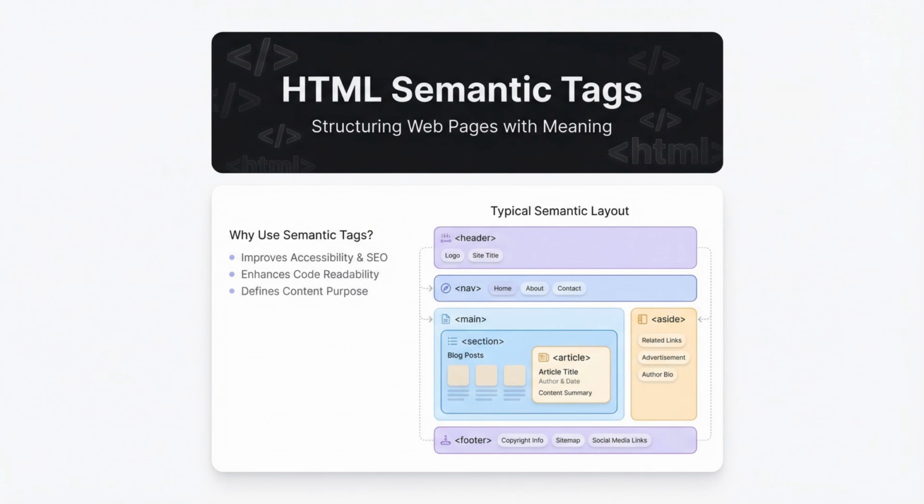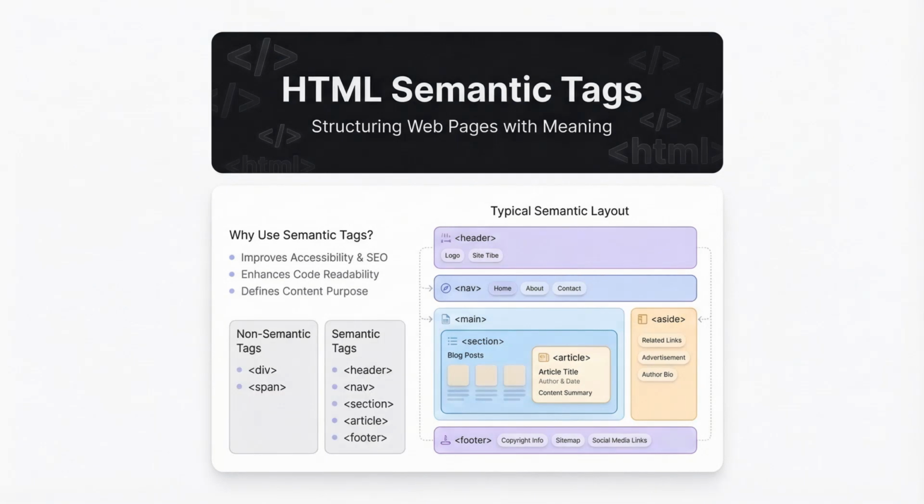Picking up right where we left off, we've now covered block level and inline elements in HTML. The next major concept on the horizon is semantic tags, specifically sectioning elements. These are tags that don't just define how content looks, but actually communicate what that content means to the browser and to developers reading the code.